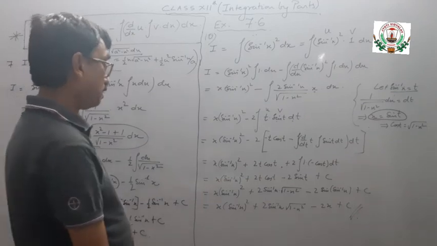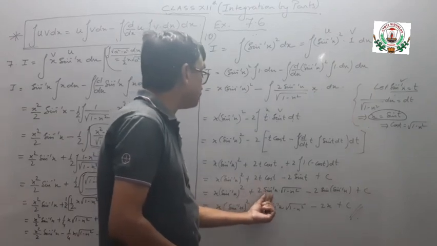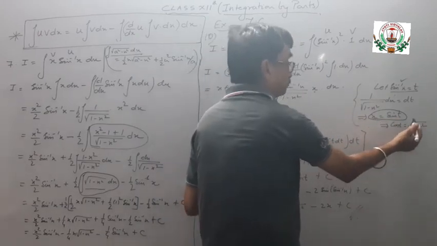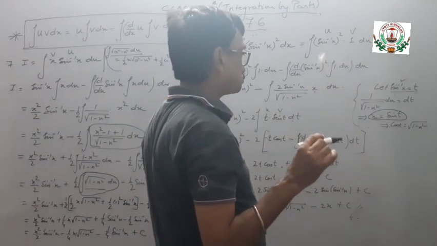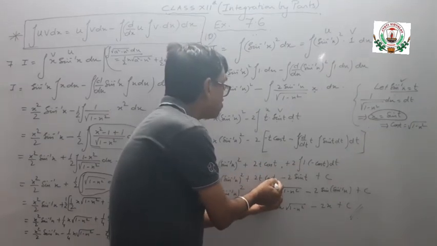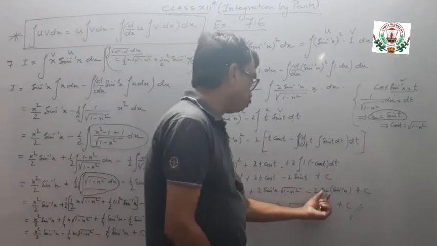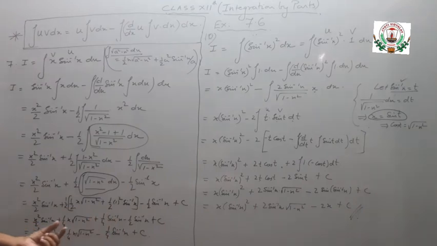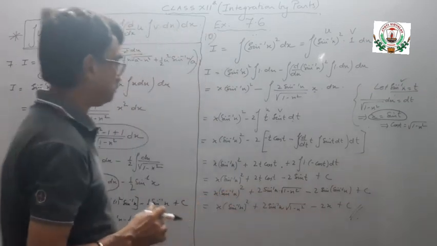x sine inverse x, and now what will be the value for t? t is here our sine inverse of x, so I substituted here 2 sine inverse of x cos t. If sine t is equal to x, then cos t will be equal to under root 1 minus sine square t, that is under root 1 minus x square. So 2 sine inverse x, t is sine inverse x, and cos t will be under root 1 minus x square, and minus 2 sine, and t is our sine inverse of x. By the self-adjusting property of inverse trigonometric functions, sine of sine inverse of x will become equal to x, plus c.